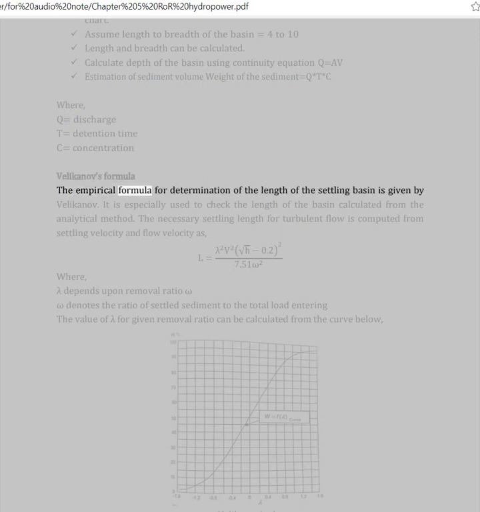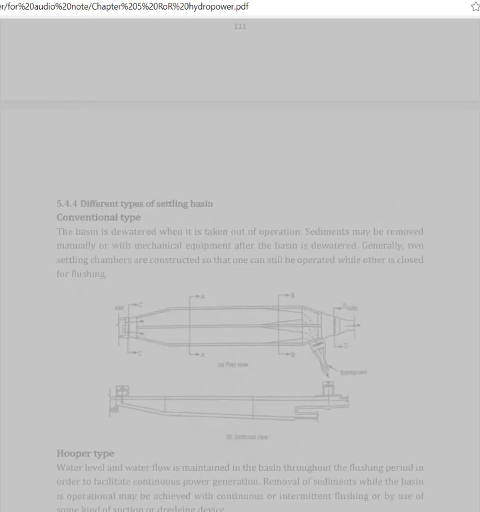Velikanov's formula. The empirical formula for determination of the length of the settling basin is given by Velikanov. It is especially used to check the length of the basin calculated from the analytical method. The necessary settling length for turbulent flow is computed from settling velocity and flow velocity as L equals lambda v square root h minus 0.2 over 7.51 omega, where lambda depends upon removal ratio omega. Omega denotes the ratio of settled sediment to the total load. The value of lambda for a given removal ratio can be calculated from the curve below. Velikanov's chart.